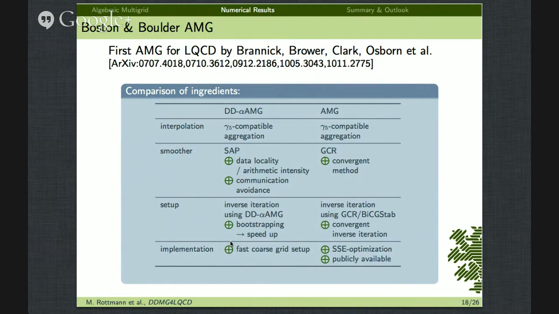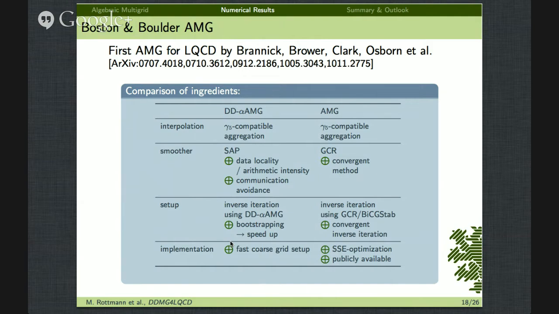SAP has the advantages that it makes use of data locality and arithmetic intensity. We are just solving these small block systems, so we are doing work very locally. We are just running through the configuration and the vector a single time, but very slowly, since we are solving these systems. And the GCR method, if you're doing four iterations of GCR, has to run four times through the configuration, and some vectors have to run four times entirely through the cache. So this is probably slower if bandwidth is an issue.